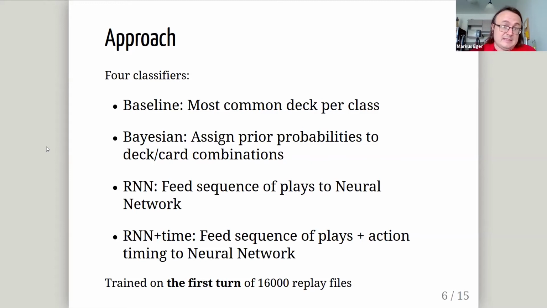And that has the nice property that, because it's a recurrent neural network, we can easily add new features. One of the things that we added was how much time passes between each of these actions, to basically model the player's thinking time in some way. Then we had these two recurrent neural networks, one that just takes the sequence of cards that were played, and one that takes the sequence of cards that were played plus the delay between them, and predicts the tech archetype. So those were the 4 classifiers that we worked with.